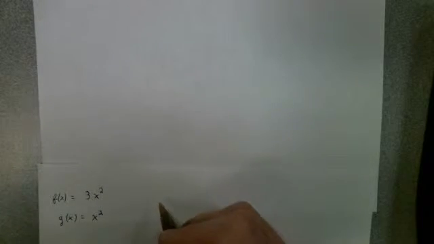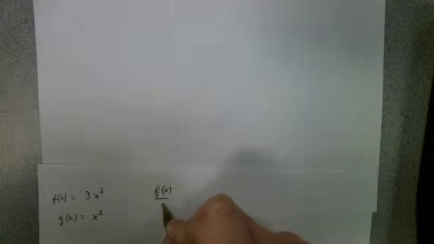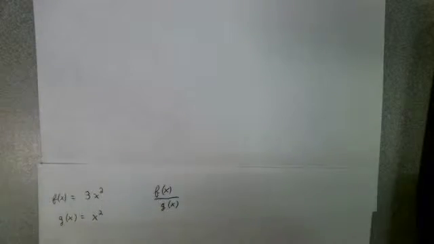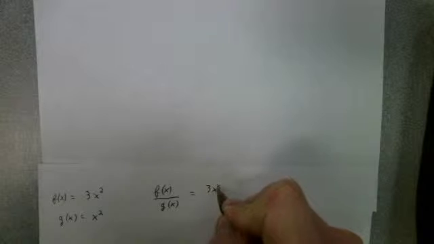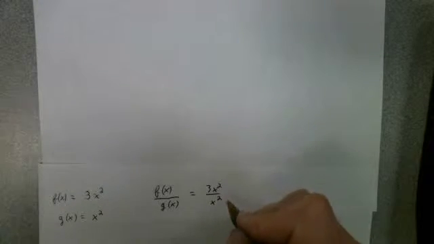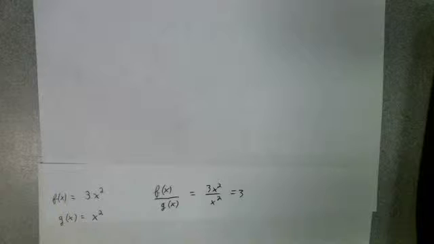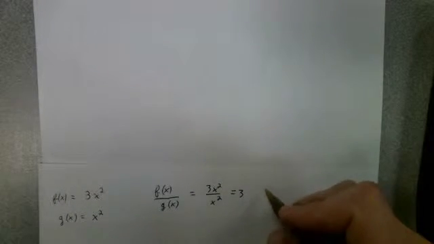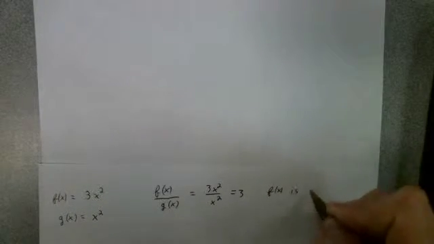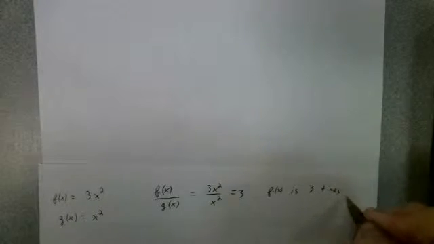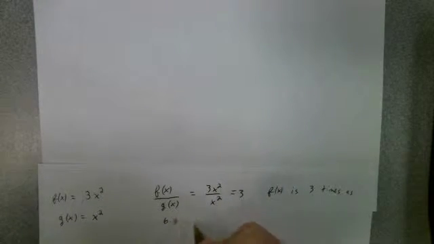Okay. So, all right, let's say I got two functions. F of x equals 3x squared, g of x equals x squared. Let's say I do f of x divided by g of x. So in other words, I do 3x squared divided by x squared. That gives me 3. What this is telling me is f of x is 3 times as big as g of x. That's what that tells me.